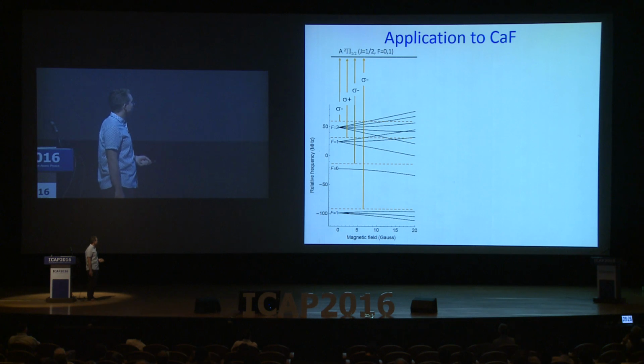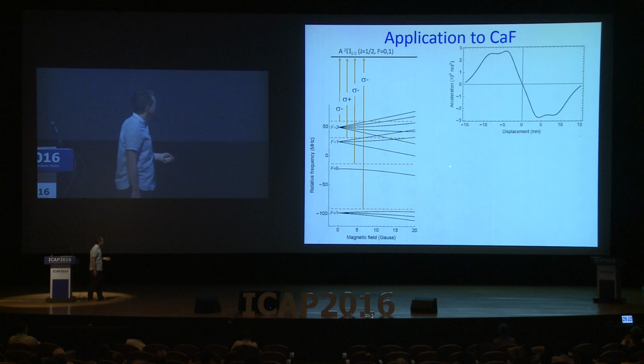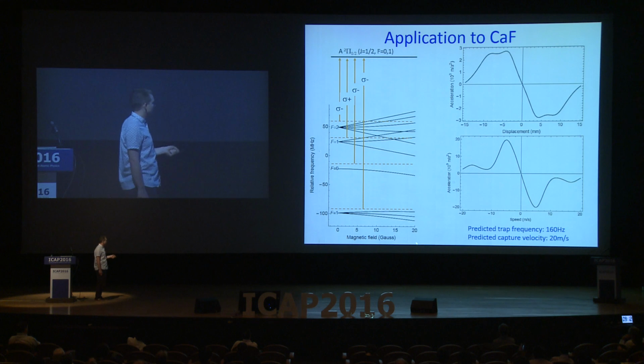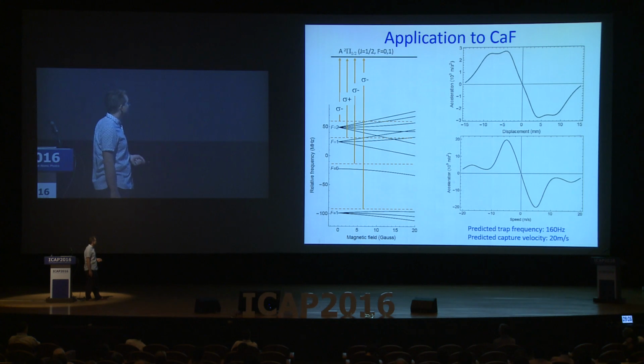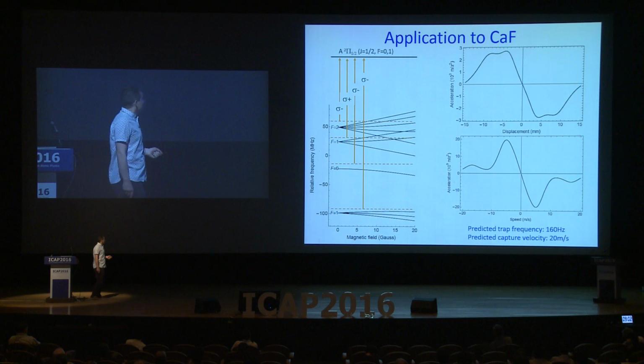Does this work? Again, we've done the numerical simulations of this system. And what I'm plotting here is the acceleration versus the displacement from the MOT center, and the acceleration versus the speed. And the upshot is that this should work very nicely. We predict a trapping frequency of 160 hertz and a capture velocity of 20 meters per second. Okay, so that's where we're up to.